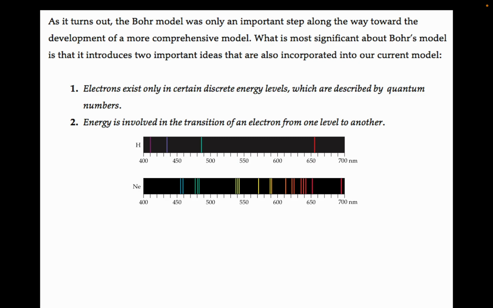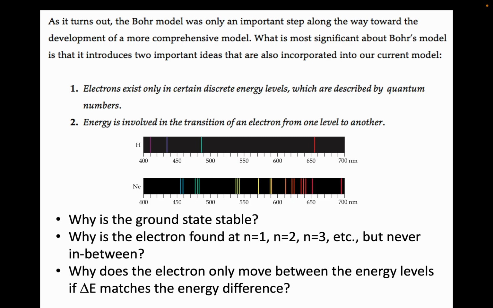We return back to the limitations of the Bohr model. What we're going to keep as we move forward is that electrons are found only in discrete energy levels that are described by quantum numbers. We're going to keep that idea. And we will also keep the idea that energy is involved in the transition as the electron moves from one energy level to another. However, Bohr's model left us with quite a few unanswered questions.